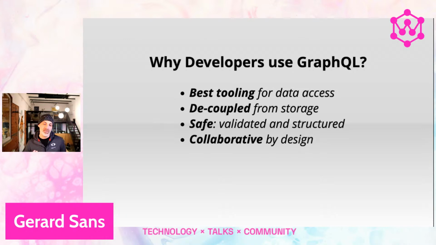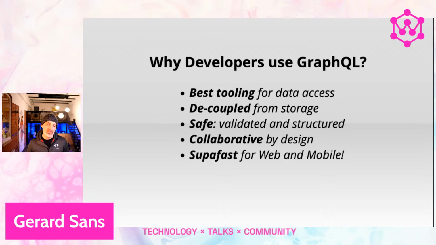And also it's collaborative. And this is the way that the schema favors communication between teams. So when you create your schema and start building a new API, you can share that schema, and developers in the front end can start working at the same time that the developers on the back end start building the system. The other thing that maybe you are not familiar with is that it's super fast.